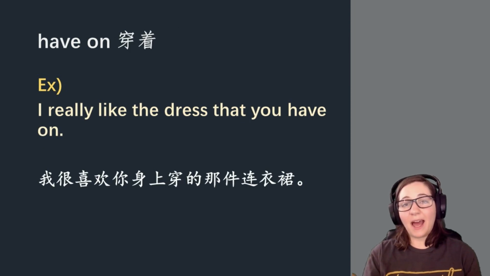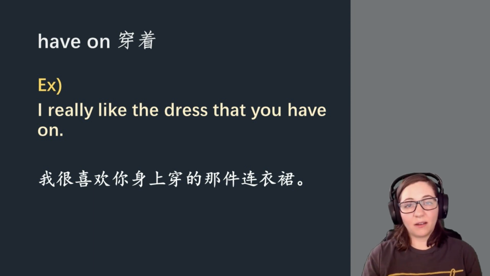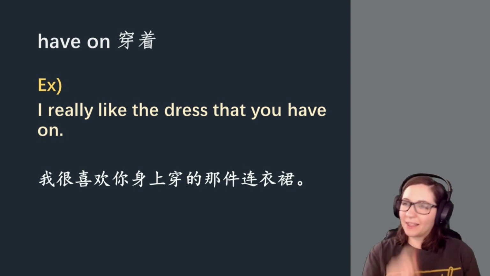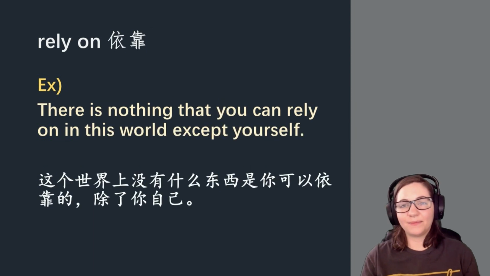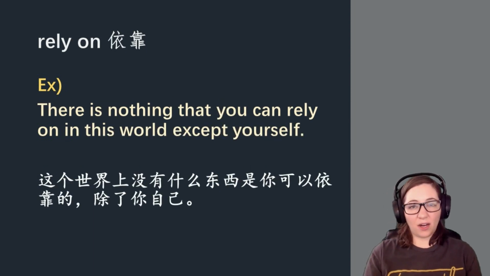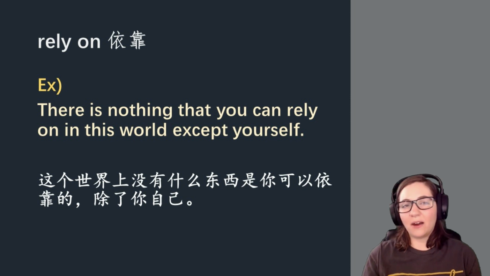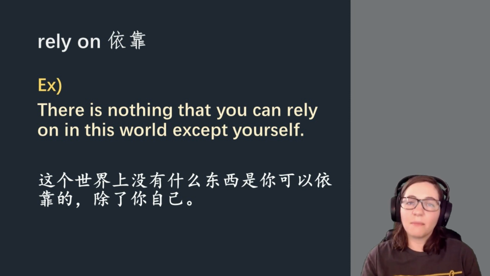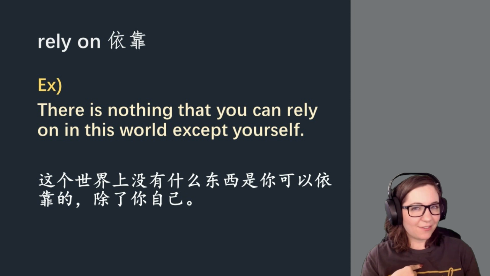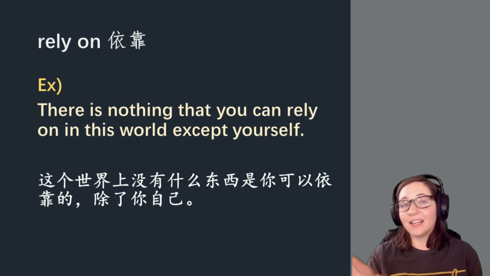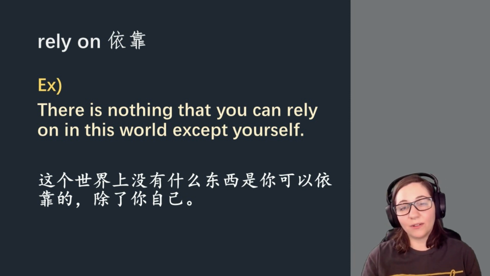The next one is have on. Have on means to wear something. So I really like that dress you have on. The next one is rely on. Rely on means to depend on something. So you can say, there is nothing that you can rely on in this world except yourself.